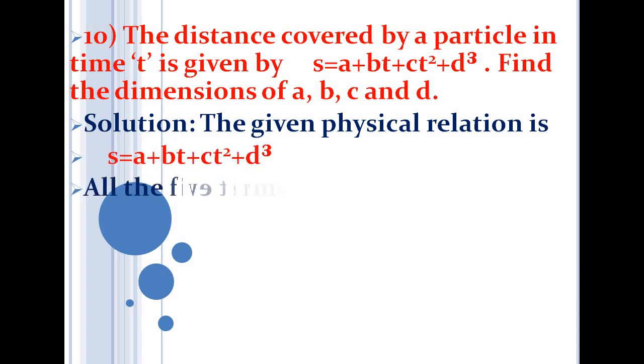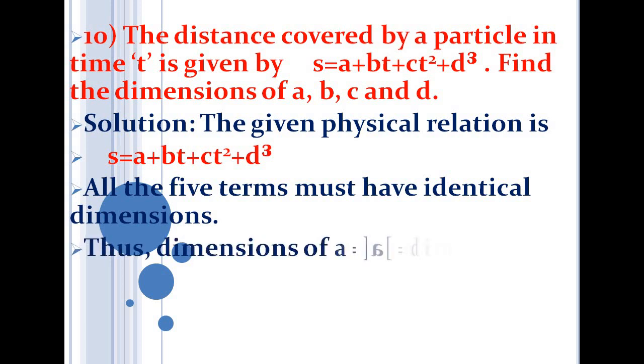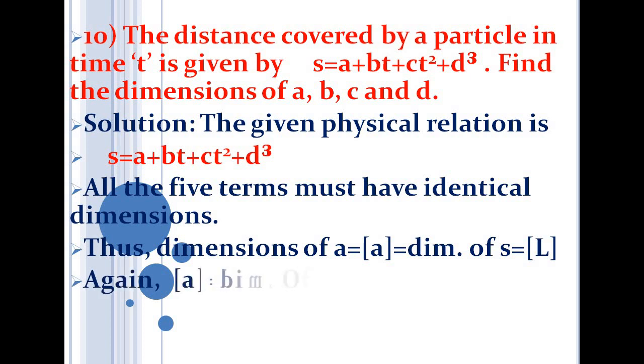All these 5 terms must have the same dimensions. So the dimensions of s must be the same as the dimensions of a. Here s is the distance covered, so the dimension of s is L. So as the dimension of a is the same as the dimension of s, the dimension of a is also L. Now again, the dimension of bt is the same as the dimension of s, or the dimension of a. The dimension of a must be the same as the dimension of bt.